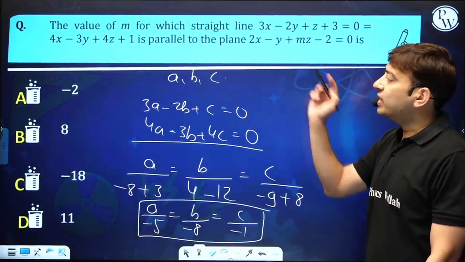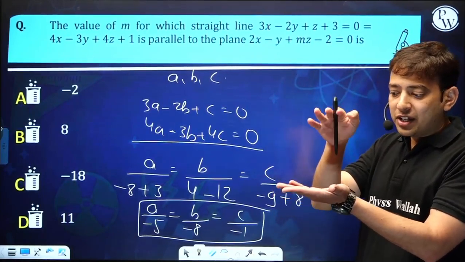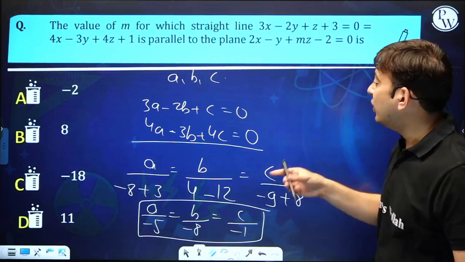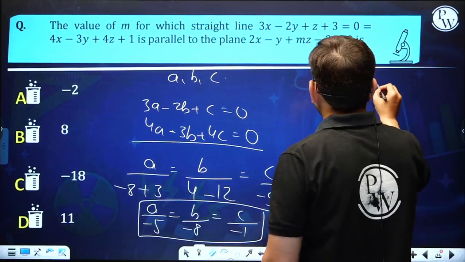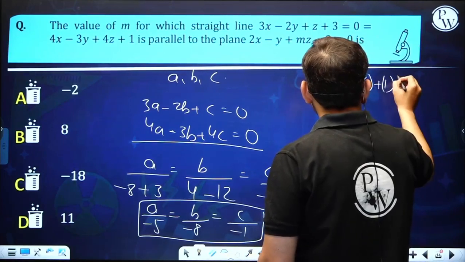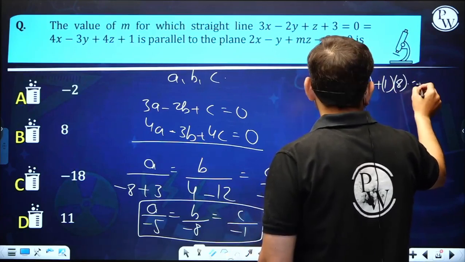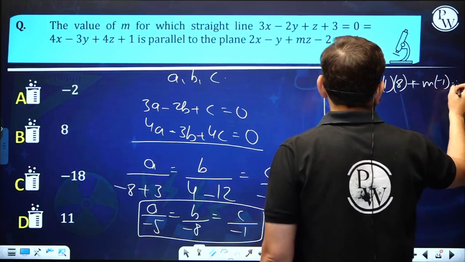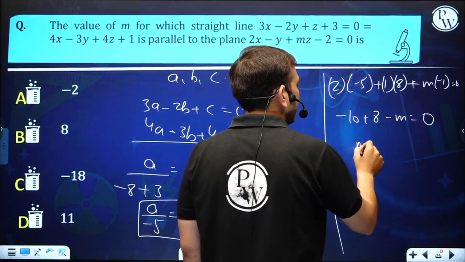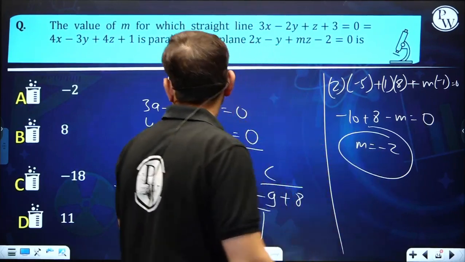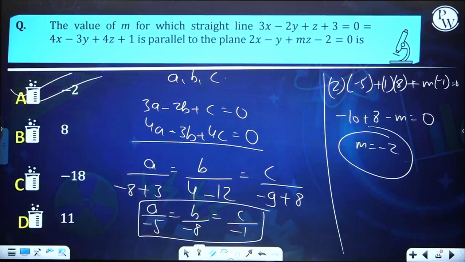Now, that is parallel to the plane. So if a line is parallel to the plane, that means the direction ratio of the normal to the plane will be perpendicular to the line also. So that means 2 into minus 5 minus 1 into minus 8, then m into minus 1 equals 0. Minus 10 plus 8 minus m equals 0, m is equal to minus 2. First option, m is equal to minus 2.